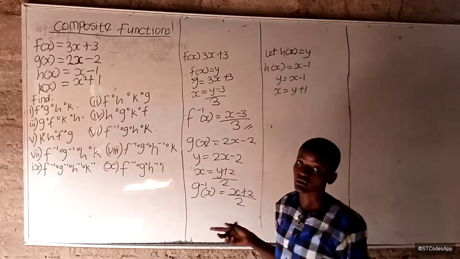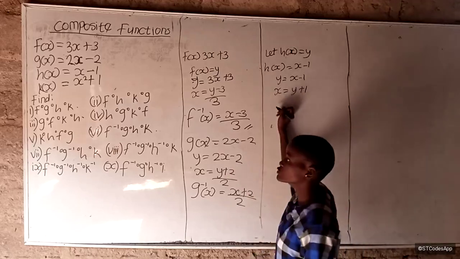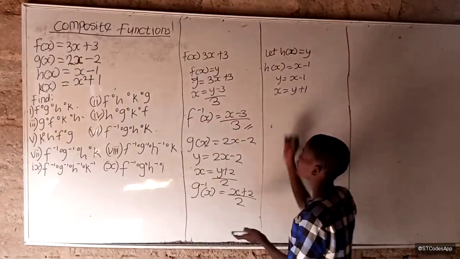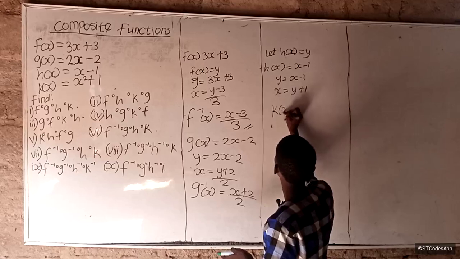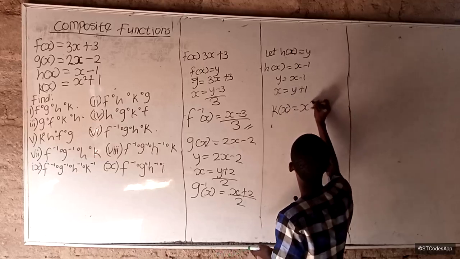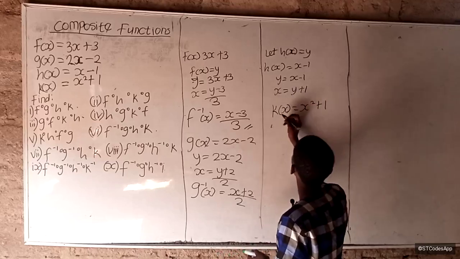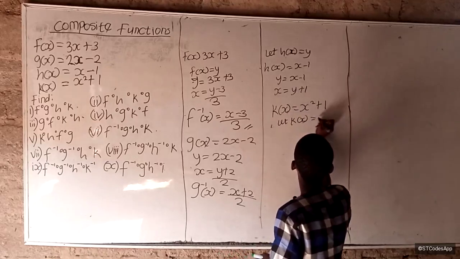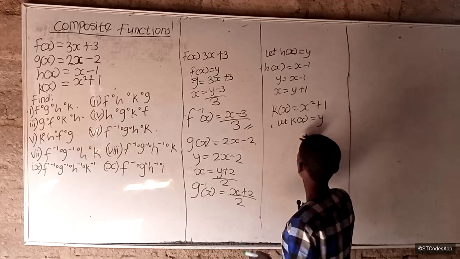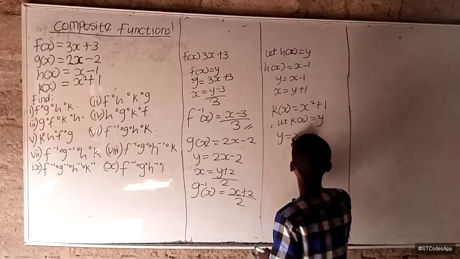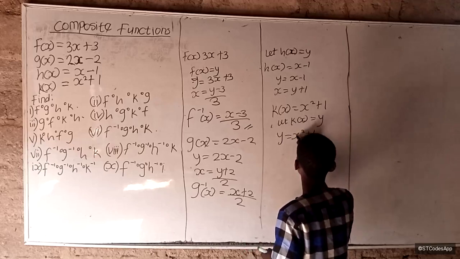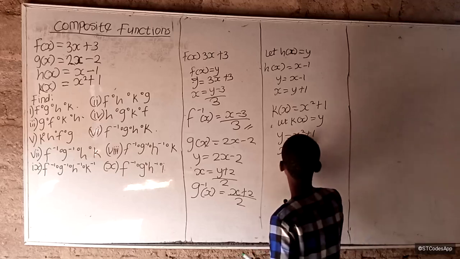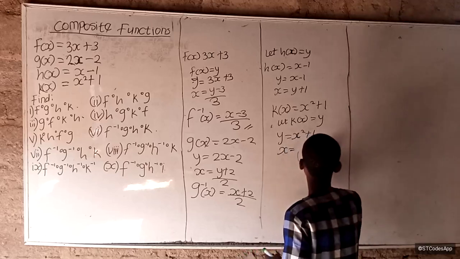For the last one, k of x, to get the k inverse of x, we are also going to go the same way. And k of x equals x squared plus 1. We say let k of x equal y. Since k of x equals y, then y equals x squared plus 1. Making x the subject of the formula, we have x equals root of (y minus 1).